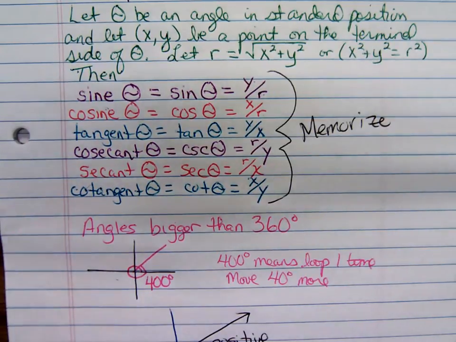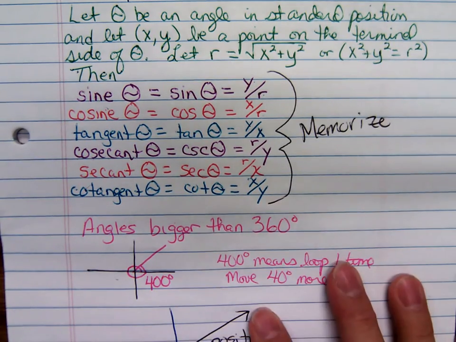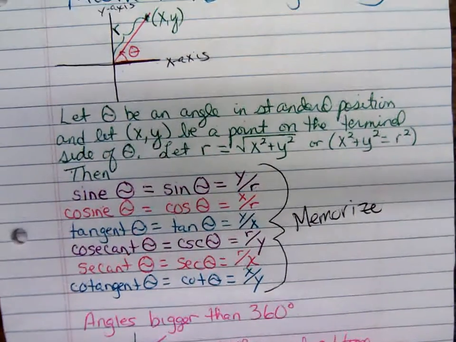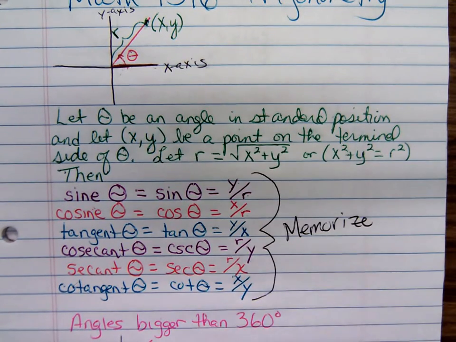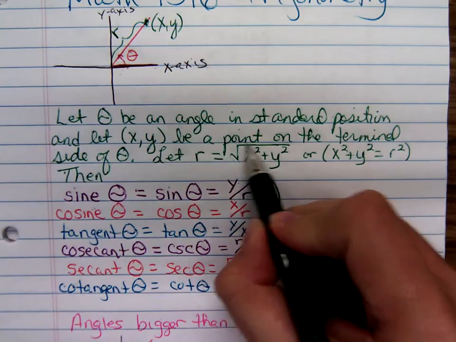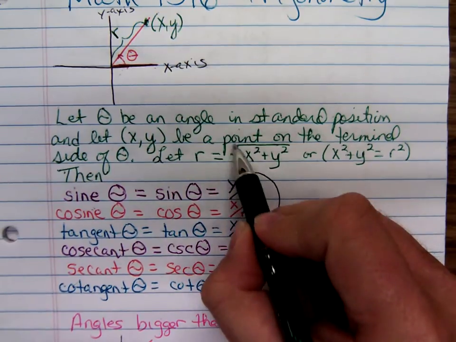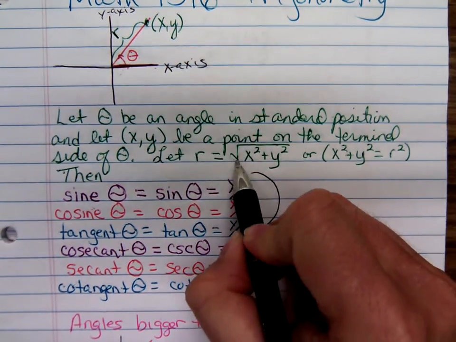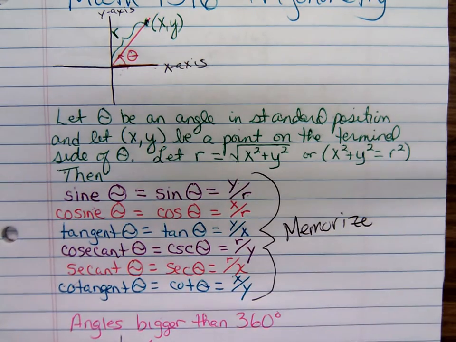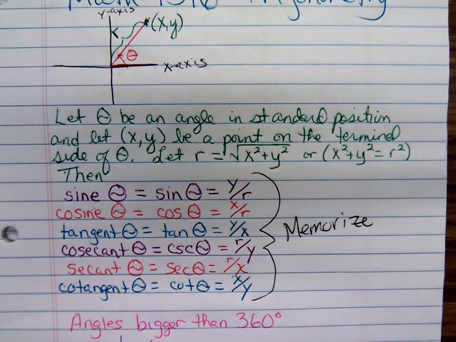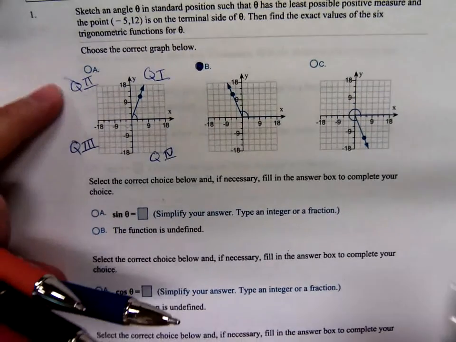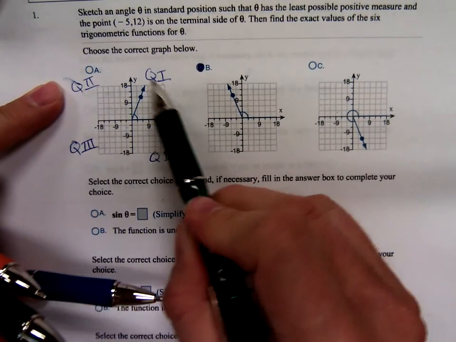Now, r is the distance from the origin to that point. So r is never negative. This symbol right here means positive square root, or at least non-negative. So keeping in mind that, and also how we labeled those quadrants. Remember? Right here. You label the quadrant 1, quadrant 2, quadrant 3, quadrant 4.